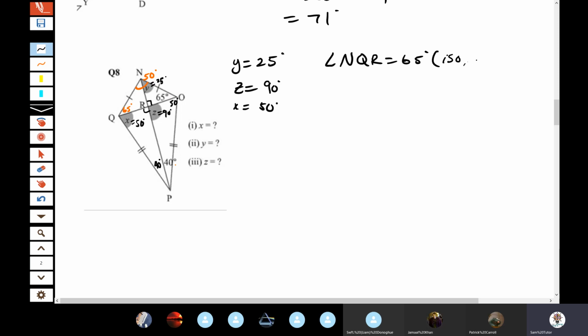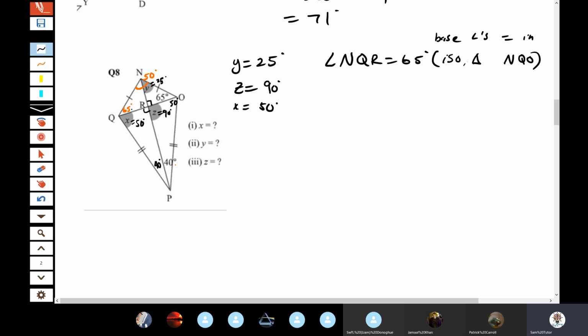Isosceles triangles. NQO. Maybe we'll just write isosceles triangle NQO. Base angles are equal. Base angles equal in isosceles triangle NQO. A little bit more fancy, but that's fine.